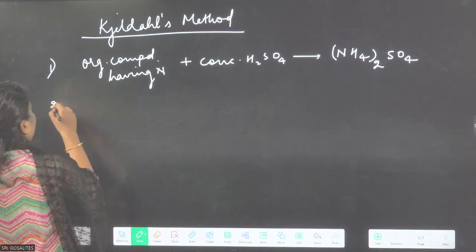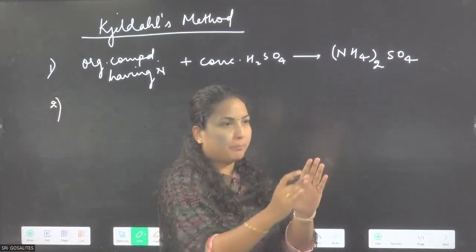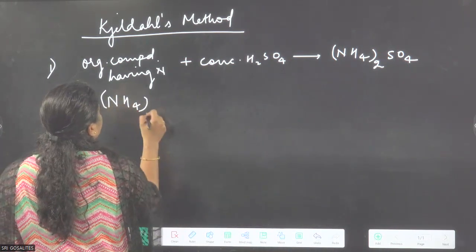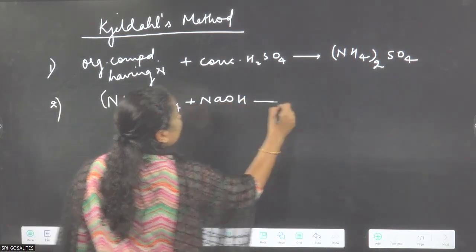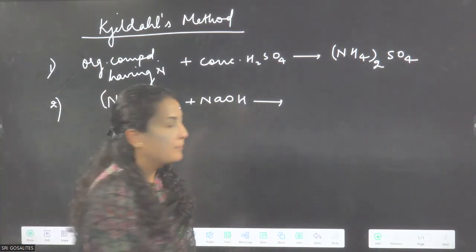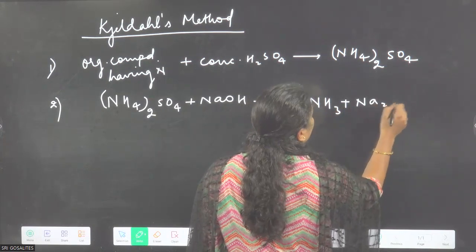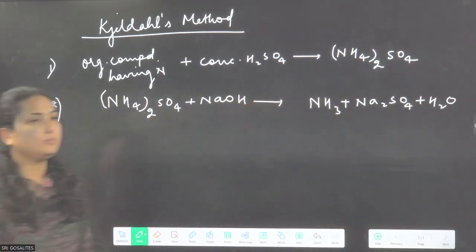Okay. Now from the Kjeldahl's flask, it will be shifted to another equipment. In that, this ammonium sulfate is reacted with NaOH. And here we are trying to liberate nitrogen in the form of ammonia, right? So here you are going to get ammonia plus Na2SO4 plus H2O. That's what we do, right?